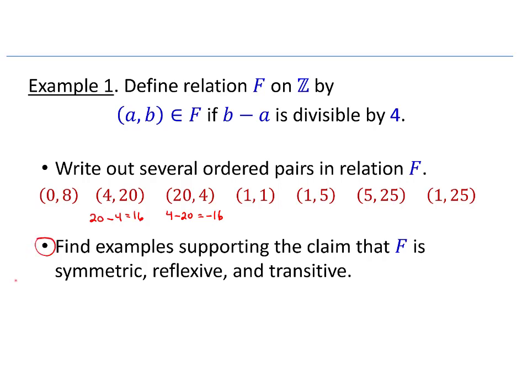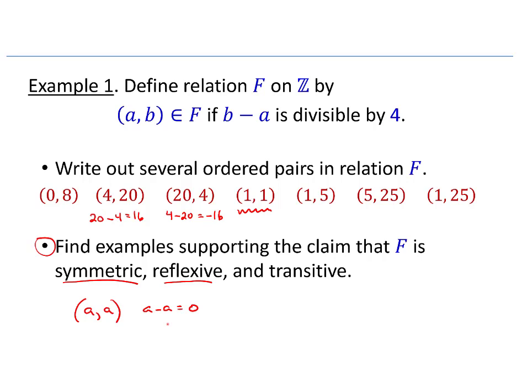And this sort of starts to lead us into finding examples supporting the claim that F is symmetric, reflexive, and transitive. In fact, we just did it for symmetric. 4, 20 is in there, and 20, 4 is in there as well. And maybe you can play around with a few other examples and see, yeah, it seems to hold. What about reflexive? I had the pair 1, 1 that was in there. And in general, A comma A for any number is going to be in this relation because A minus A equals 0, and 0 is divisible by 4.